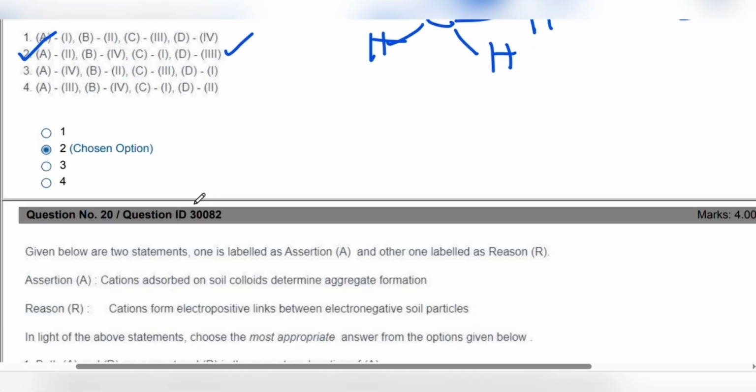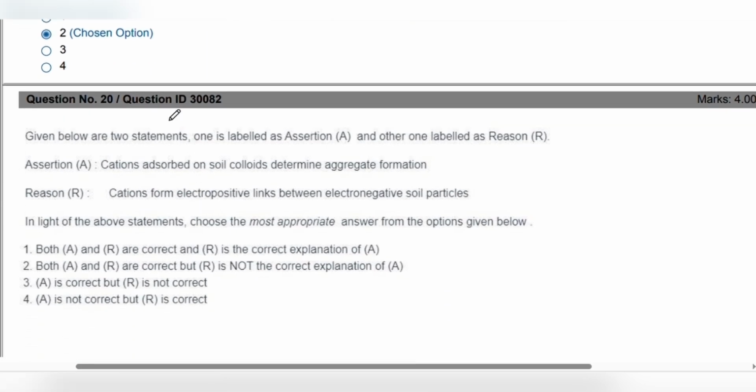Alright. Moving on. Another assertion reasoning question, and you should be again very careful. First let's read the sentence carefully. Cations adsorbed on soil colloids determine aggregate formation. True. This is a very true statement because the cations determine the zeta potential of the individual soil colloids, and it determines the degree of flocculation or the degree of dispersion. You should know that if the zeta potential is high, there is high repulsion between the soil colloidal particles, and if the zeta potential is lower, there is flocculation. So types of cations adsorbed on soil colloids determine the aggregate formation.